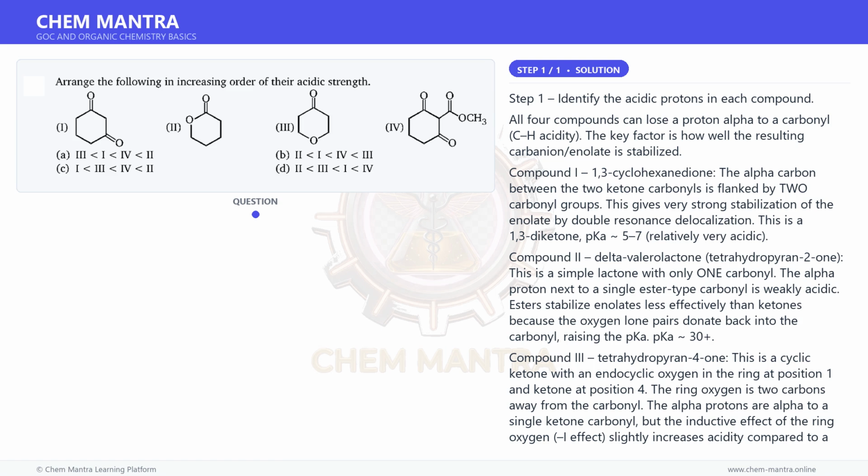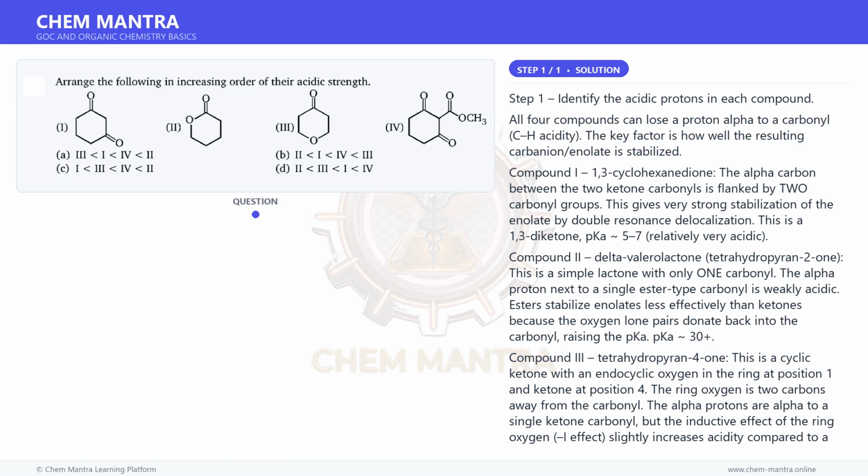Compound I, 1,3-cyclohexanedione. The alpha carbon between the 2 ketone carbonyls is flanked by 2 carbonyl groups. This gives very strong stabilization of the enolate by double resonance delocalization. This is a 1,3-diketone, pKa 5 to 7, relatively very acidic.